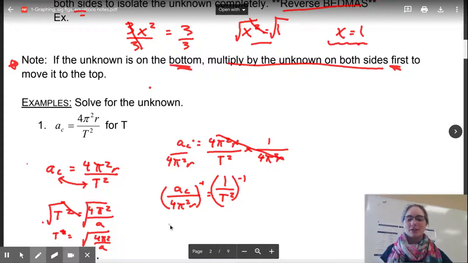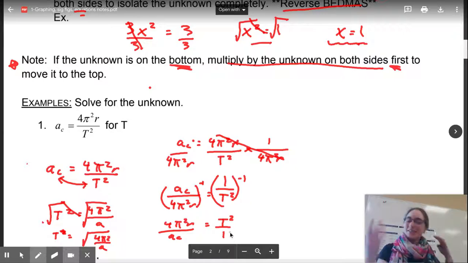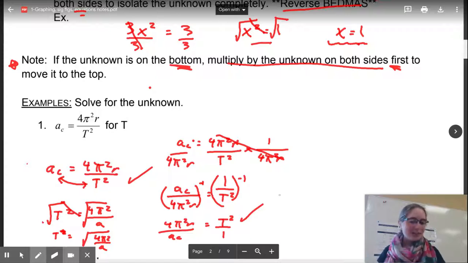Okay, so then I wind up with 4 pi squared r over AC is going to equal t squared over 1. Now, t squared over 1 is the same as t squared. And then you can square root. Okay, so that method is acceptable. The method I showed you previously is also acceptable.